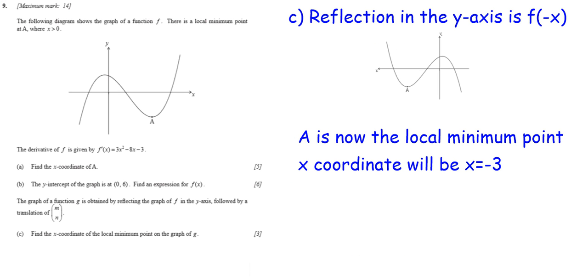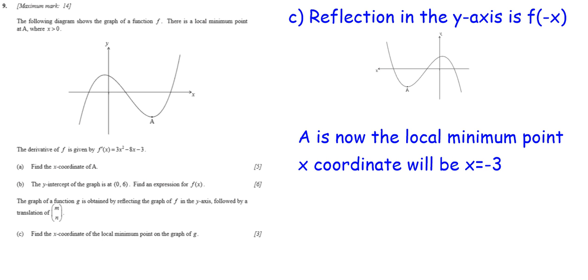Okay, part C is actually quite a challenging question. It just takes a little bit of thought. So the graph of function g, as in a new graph, is obtained by reflecting the graph of f in the y-axis, followed by a translation of m, n. This is a transformation question. So we need to find the x-coordinate of the local minimum point of the graph g.